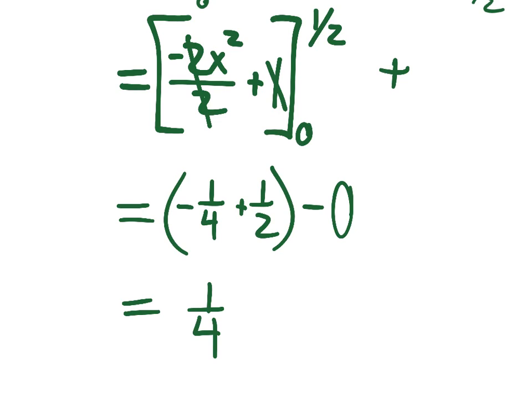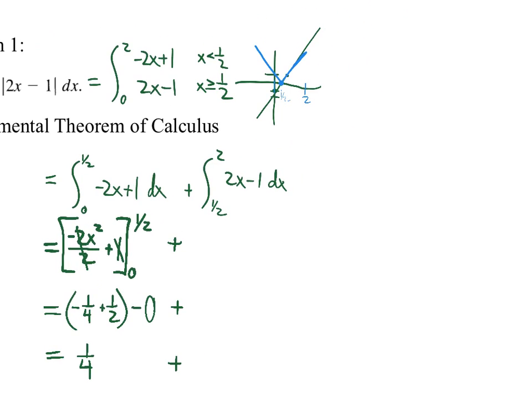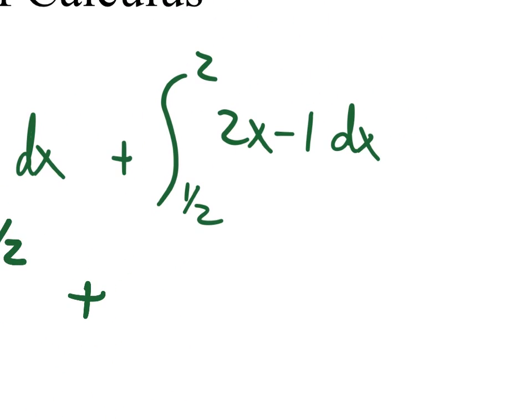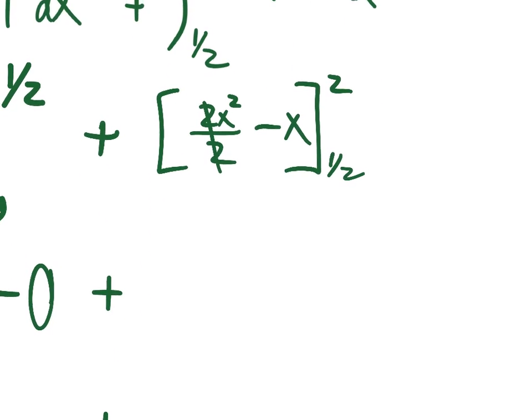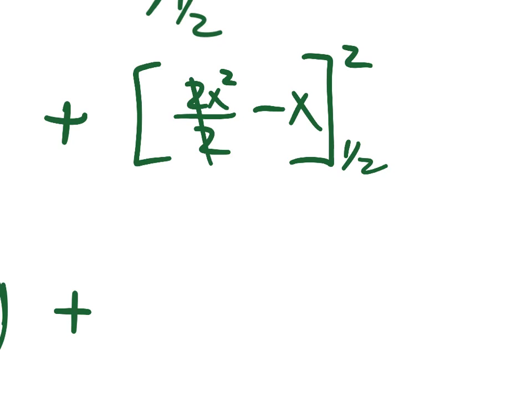I need to go back now and add the other integral. So that's all half of it. Now here, again, take the antiderivative. 2x squared over 2, or just x squared, and this time it's positive. But then I do minus x. And I evaluate that from a half to 2. Always do the upper limit first.